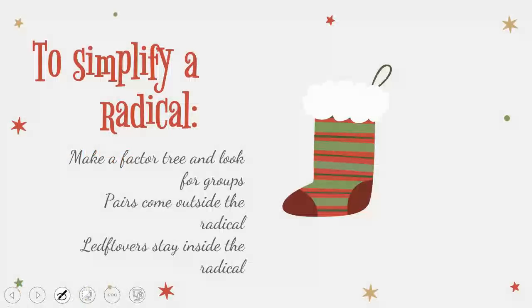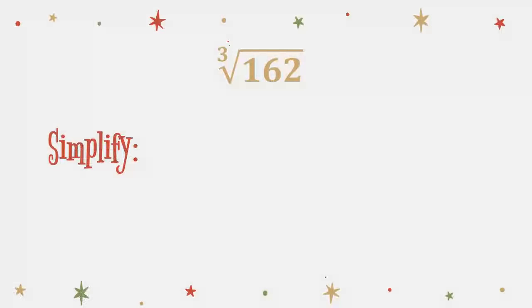Now, we don't always have a radical where we're looking for pairs, okay? There is a number that is called the index, and that tells you how many you need in your group. So let's actually look at this one. If I look at the cube root of 162, this number right here, the 3, is called the index, which means that I am looking for groups of 3 when I make my factor tree. So same process. I'm still going to make my factor tree.